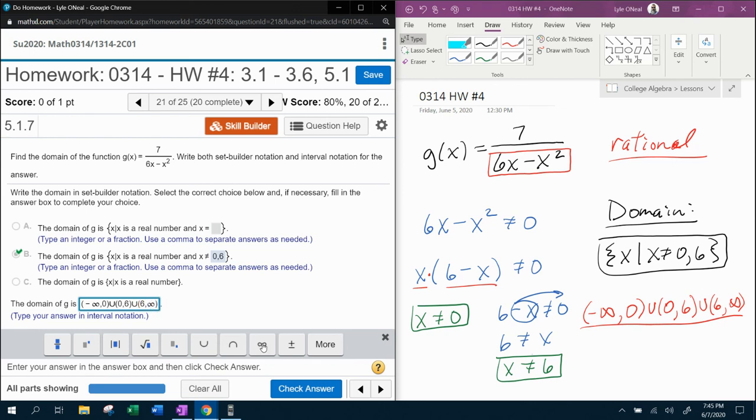And I think it is also important to point out that when you're doing the intervals here, you have to do it in order from left to right. So that's why the 0 comes first, and then the 6. That's in order from left to right.